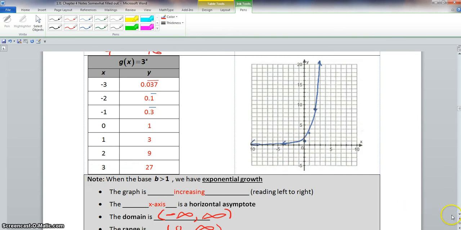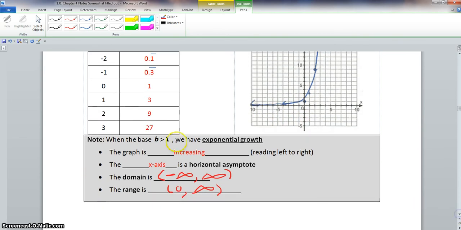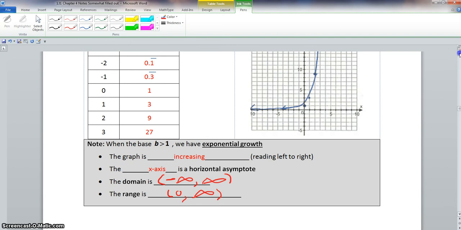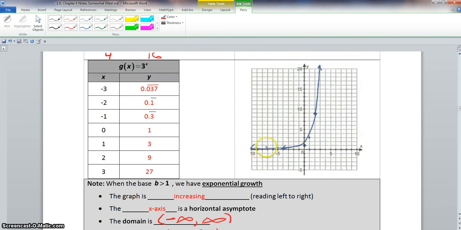Now it says note, when the base b is greater than 1, we have exponential growth. The graph is increasing, reading left to right. Now if we look here at this graph, if we go from left to right, it's going up. And if you notice, the x-axis is increasing, and also the y-axis is increasing here.